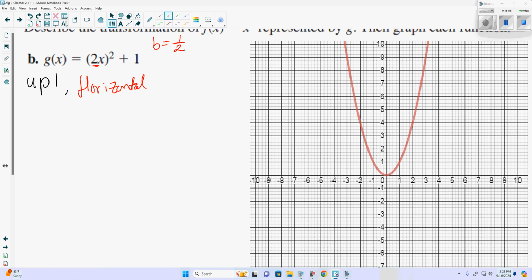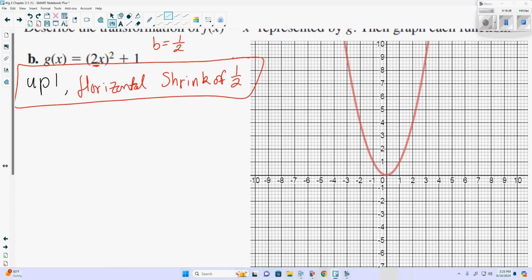Okay? It's a stretch if it's greater than 1. It's a shrink if it's between 0 and 1. So this, between 0 and 1, would be a horizontal shrink of 1/2. And that's it. And we have to remember with horizontal stretch and shrink to flip that value. Because it's very tempting to look at the 2x, that 2 inside the parentheses, and say it's a horizontal stretch of 2. We have to flip it.